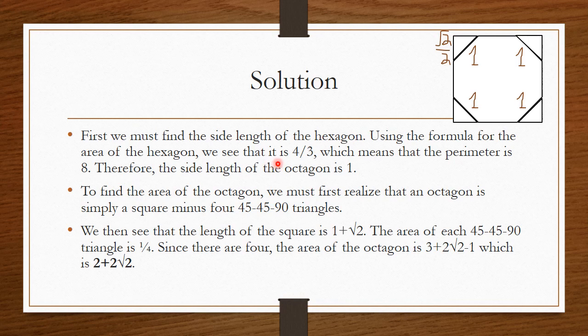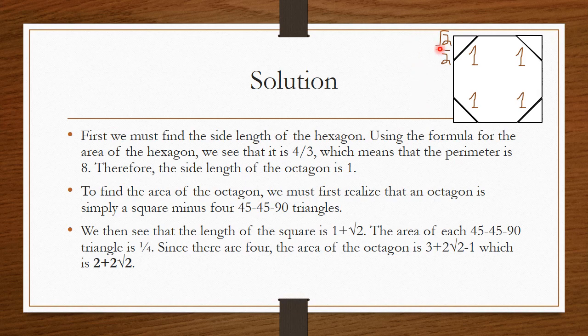We can see that the side length S is 4 over 3, which means that the perimeter of the hexagon was 8. Since the perimeter of the octagon is also 8, the side length of the octagon is 1. This is made of a square minus 4 equal 45, 45, 90 degree triangles. So these are the 4 triangles.